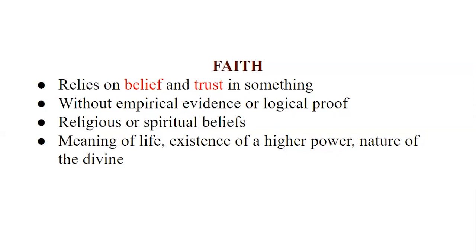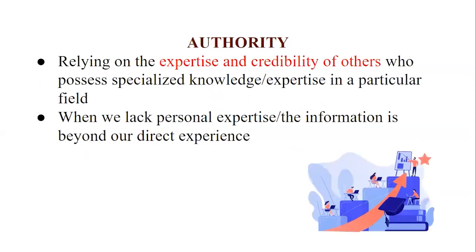Now let's move to our next source of knowledge, which is authority. It is a source of knowledge which involves relying on the expertise and credibility of others who possess specialized knowledge or expertise in a particular field. So in authority, we rely on the expertise and credibility of another person, and that person should have specialized knowledge in a particular field. So we depend on that person's expertise. That is known as authority.